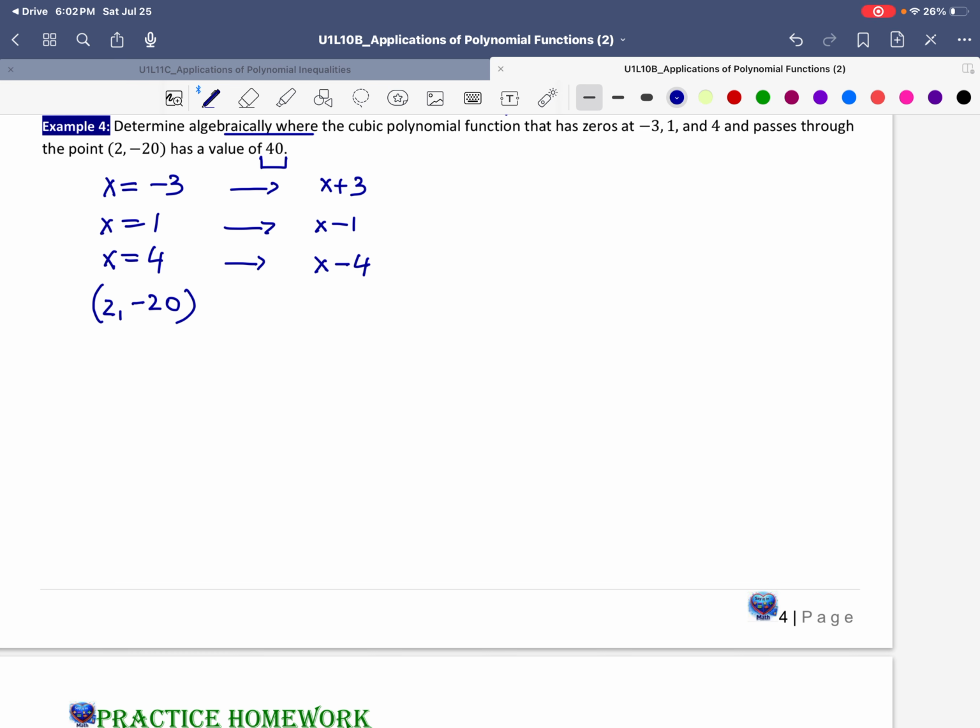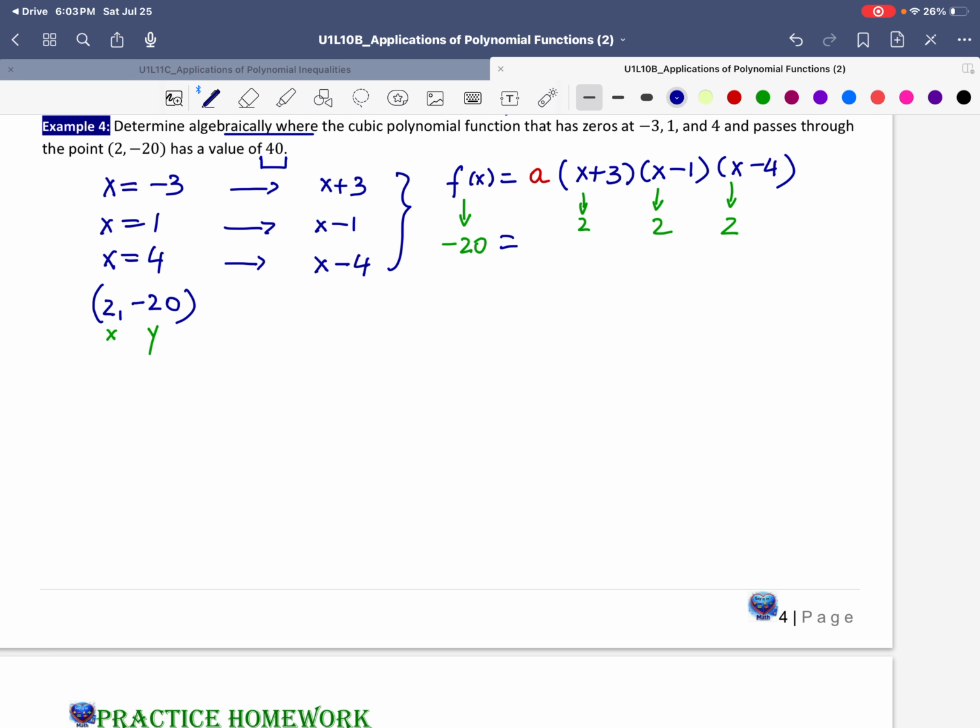So this helps us create the equation, which will be f of x equals, there will be some coefficient a we are unaware of, we have to figure it out, x plus 3, x minus 1, and then x minus 4. Now, in order to determine a, we are going to ask for help from this point that is given to us. Now, in this case, we have x equal to +2. So wherever you see x, we can replace it by 2. And the y value is -20.